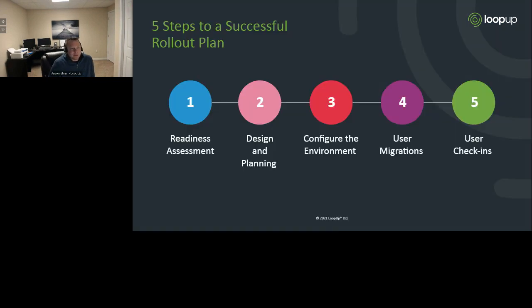So here's the 5 steps at a high level. We'll get to these deeper as we move forward. So really it's a readiness assessment, typical design and planning, configure the environment, user migrations, and user check-ins. If we do those slow and controlled in each one, we will have success at the end. If we burn through any at the beginning, the user migrations and check-ins will suffer. So spend a lot of your time on the front end.